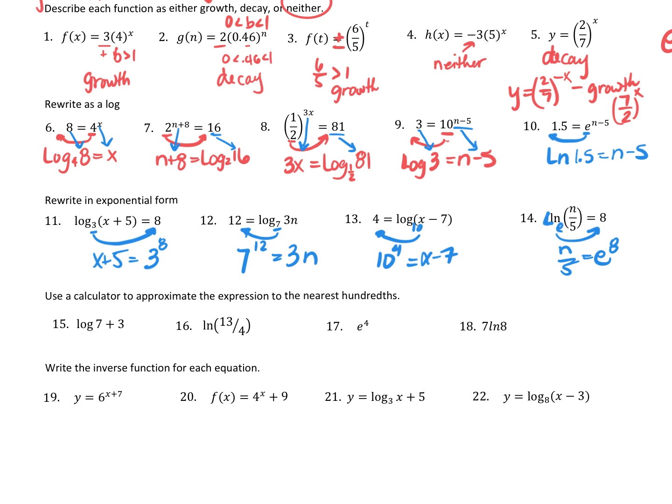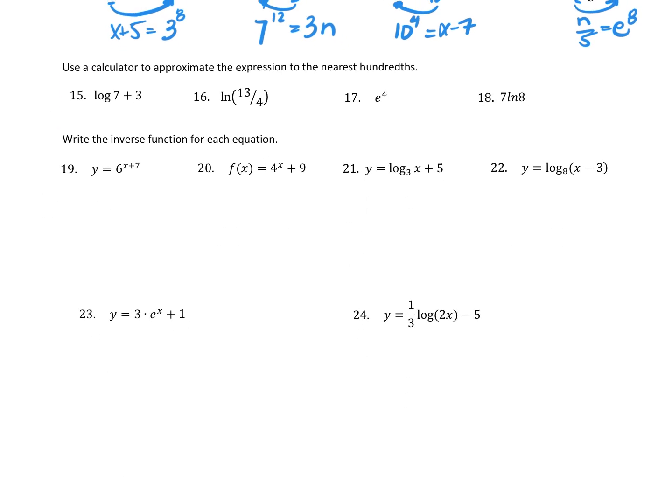Now we're going to use a calculator to evaluate these expressions. It's very important when we are evaluating expressions with the calculator that we recognize what's inside the log and what's not. For number 15, it's the log base 10 of 7, and then we're going to add 3. If this was 7 plus 3, then the 3 would be inside the parentheses, but it's not here, so we're going to make sure we close the parentheses on our log.